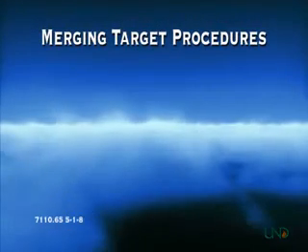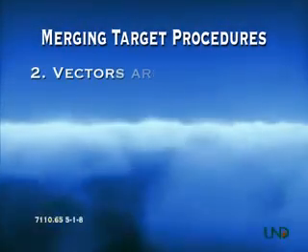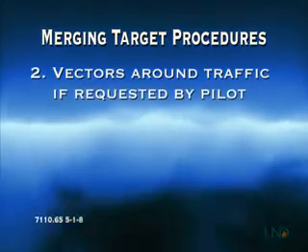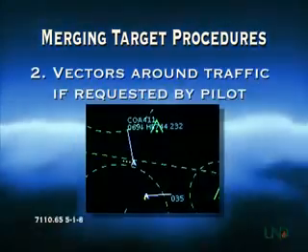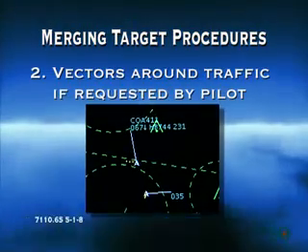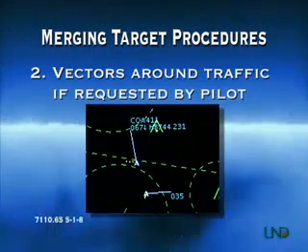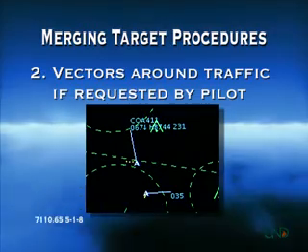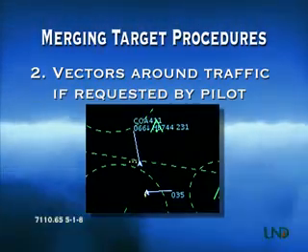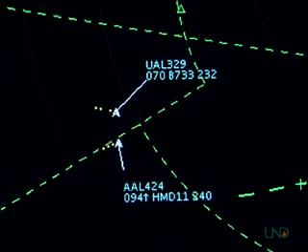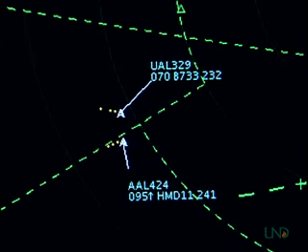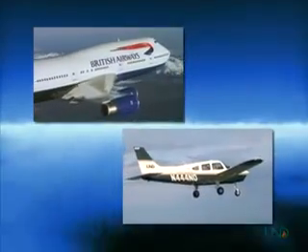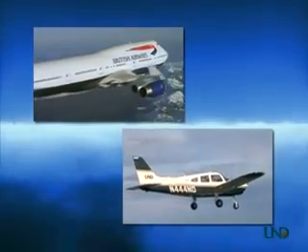The second element of merging target procedures is to provide vectors around traffic if requested by the pilot. Note that it is up to the pilot to ask for this service, but you must issue the traffic call in a timely fashion so that the pilot has time to decide if a vector is necessary. If aircraft are separated by more than the vertical separation minimum, you can still issue traffic if you feel it is necessary. Remember that in a Piper Warrior, a Boeing 747 looks pretty big, even if it is 2,000 feet above you.